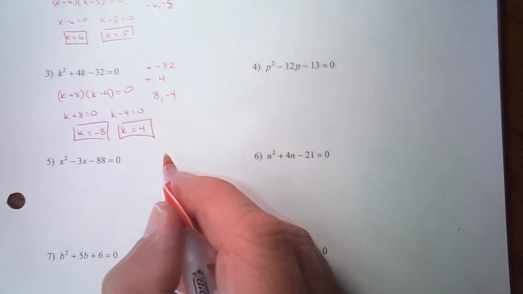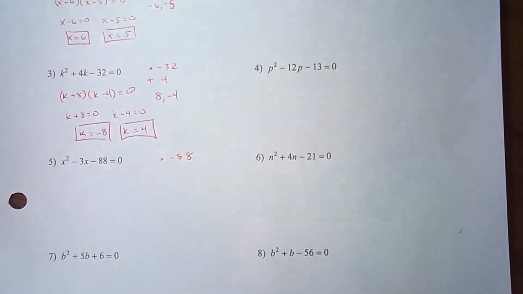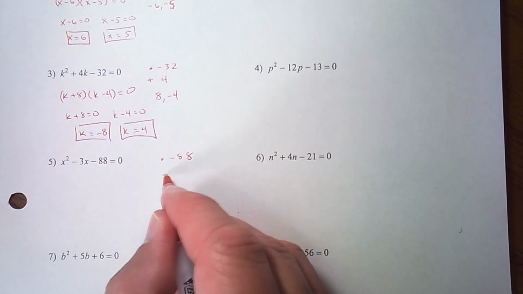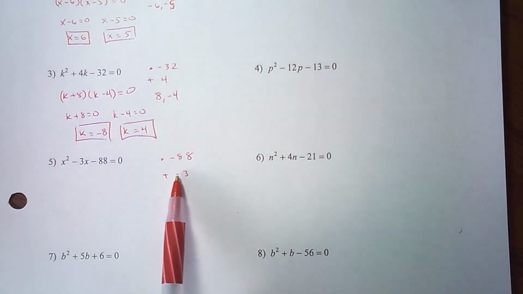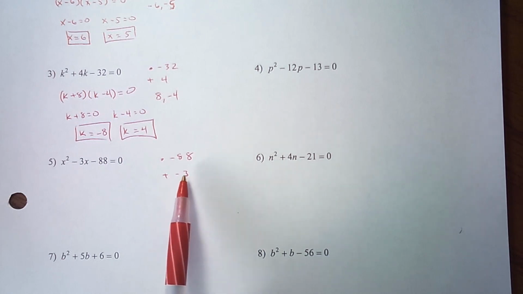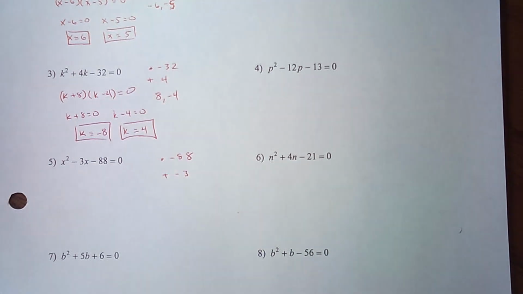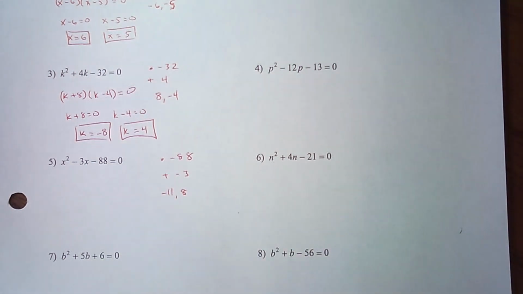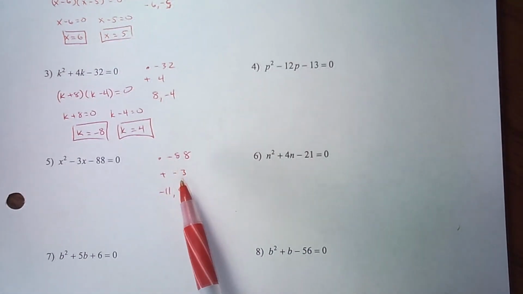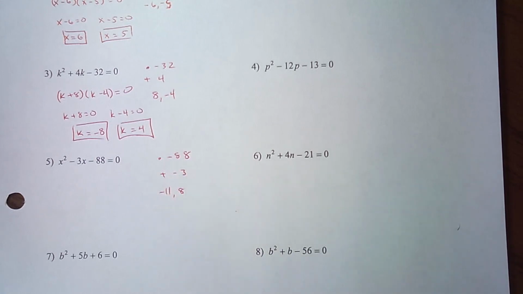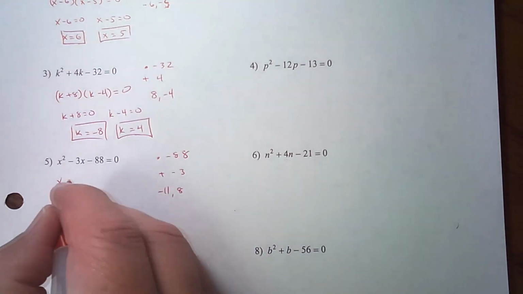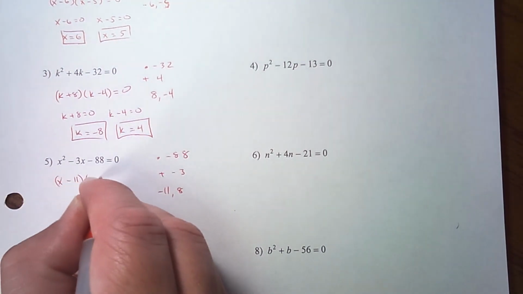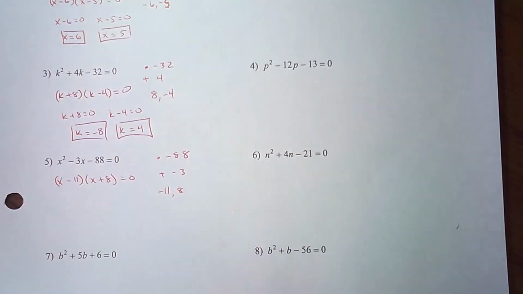Okay, number 3, we need two numbers that multiply to negative 88. So again, we need one positive number and one negative number. The two numbers need to add up to negative 3. Since I need to add to a negative, then this time the bigger absolute value is going to have to be the negative number. So to multiply to negative 88 and add to negative 3, I think I could use negative 11 and positive 8. Negative 11 times 8 is negative 88. Negative 11 plus 8 is negative 3. So my factored form is x minus 11 times x plus 8 equals 0.